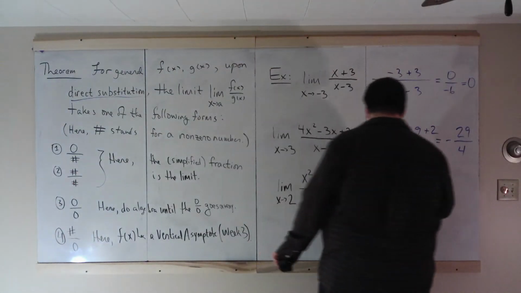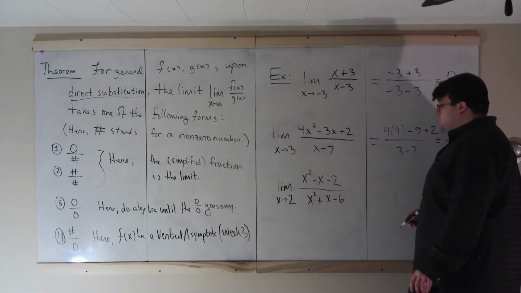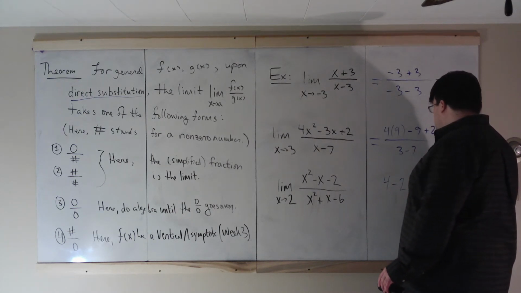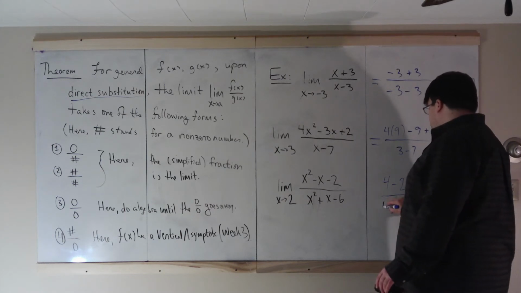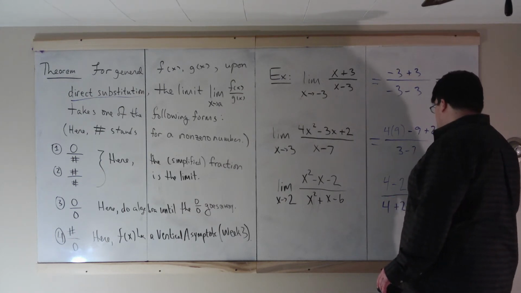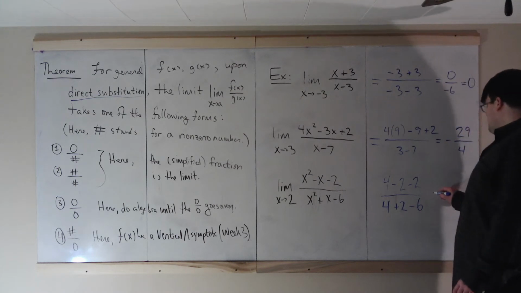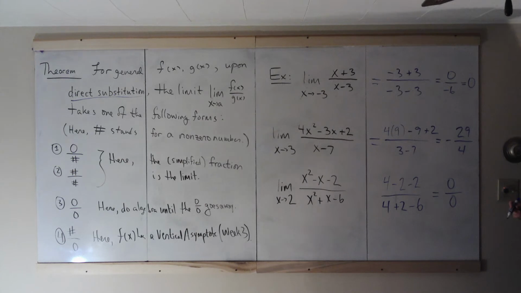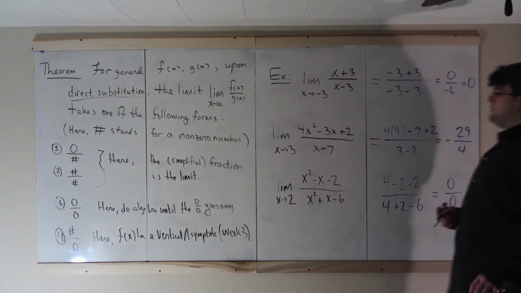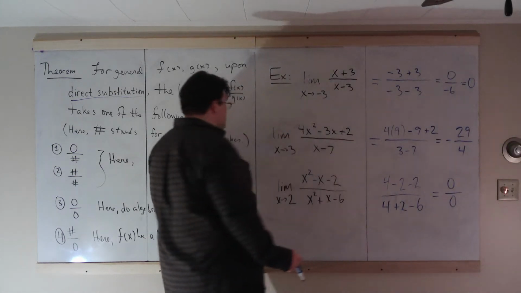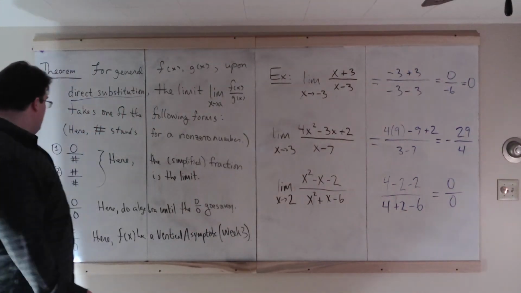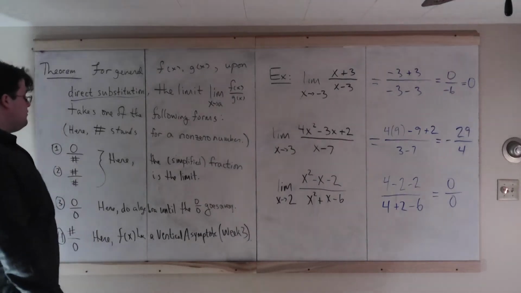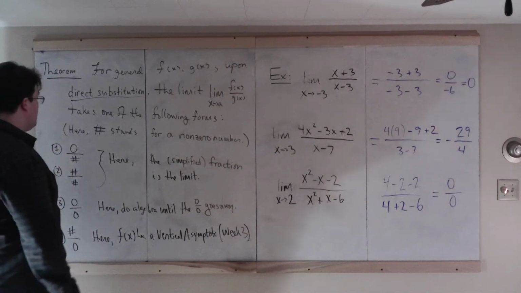Again, we're going to try a direct substitution. If you do a direct substitution, what do you get? You get 4 minus 2 all over 4 plus 2 minus 6. Well, what does that equal? 0 over 0. Well, 0 divided by 0 is not a number. But we used direct substitution, and now we know we're in case 3. So we're going to have to do some algebra until the 0 over 0 goes away.